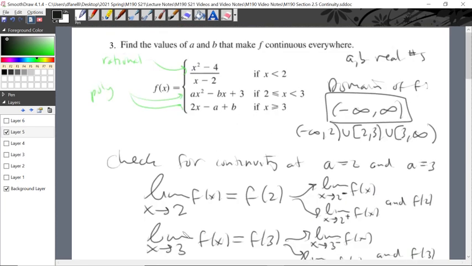We want to take the limit from the left as x approaches 3, which would put us on this piece. The limit from the right as x approaches 3, that would put us on this piece. And then f of 3, if we plug 3 into the function itself, that would also put us into this piece right here.